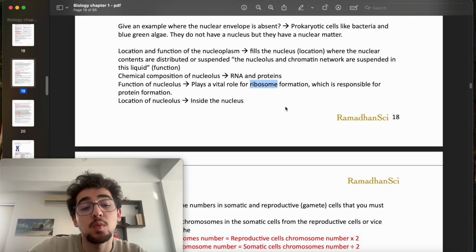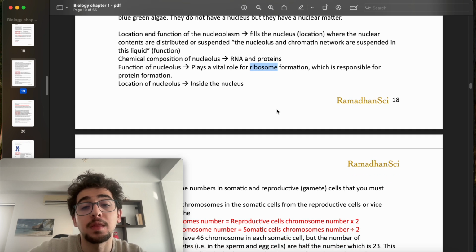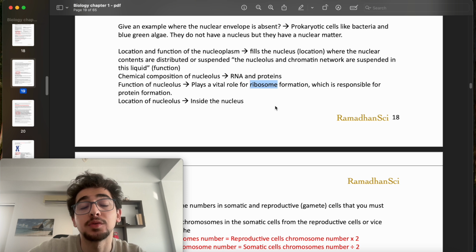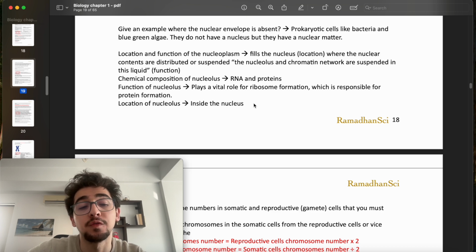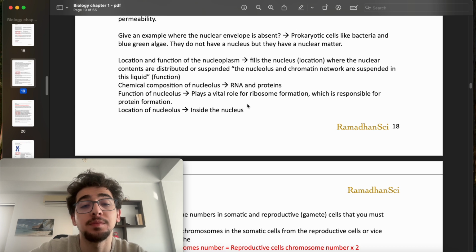In the exam, they want to see the word rough endoplasmic reticulum. This is the word the examiners will be looking for. So make sure you mention it.